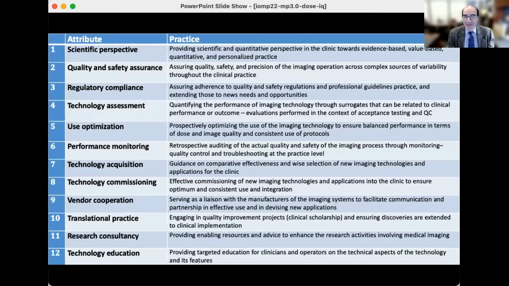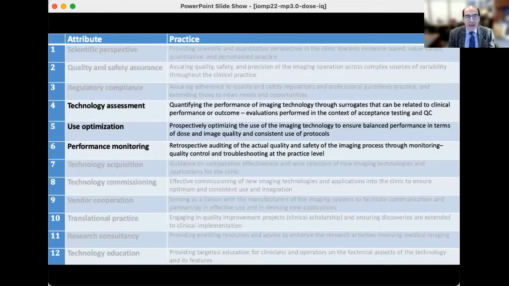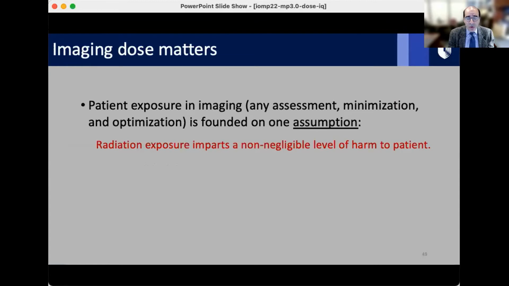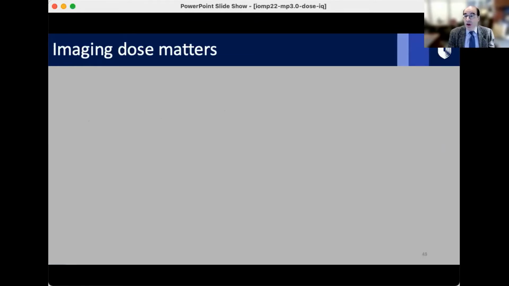I don't have time in the time that we have together to go over all of those, but there are 3 specific topics that I would like to highlight and talk about how this philosophical picture that I'm painting would meet the reality of the clinical practice. So let's talk about the practice of patient-centered physics in imaging. And that breaks down into 3 areas: metrology, targeting precision, and monitoring. So as far as metrology, I want to talk about metrology of dose and metrology of image quality.